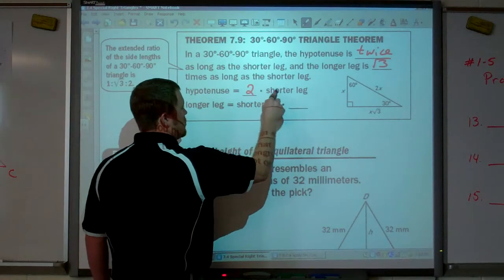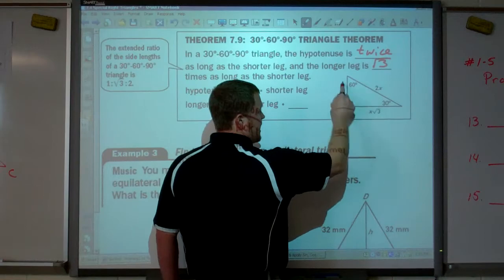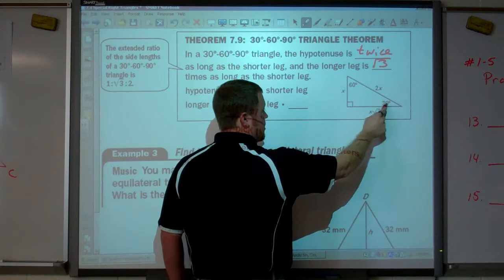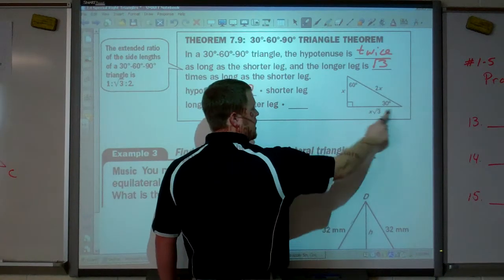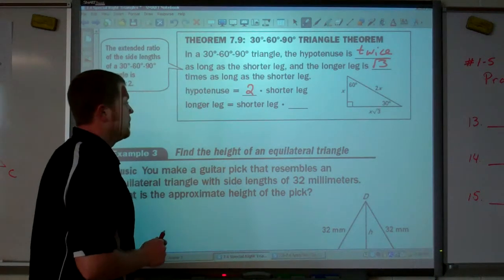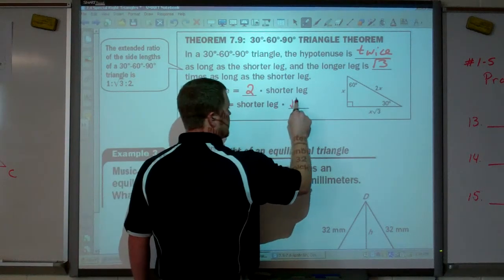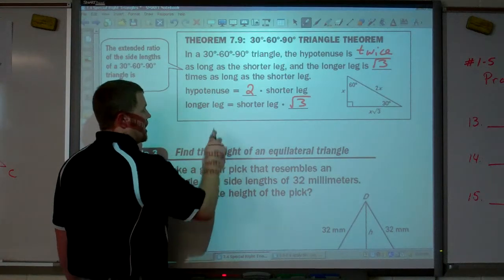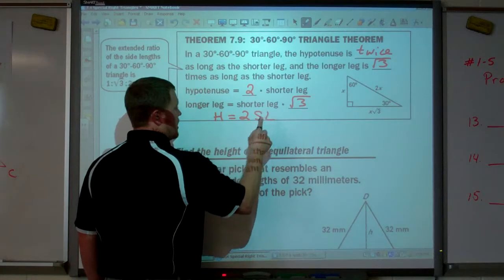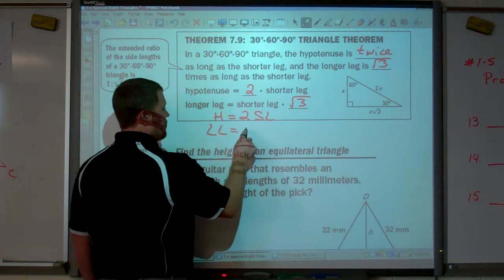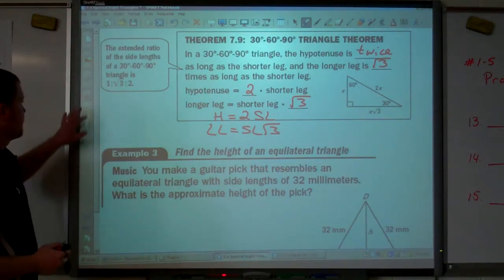Hypotenuse equals 2 times the shorter leg. And again, you're talking about 30 and 60, that's the smaller angle, that's the smaller side. This is bigger than 30, so this side has to be bigger than that side. And our other equation, the longer leg equals the shorter leg times the square root of 3. Again, I use these two equations: the hypotenuse equals 2 times the shorter leg, and the longer leg equals the shorter leg times the square root of 3. Okay?